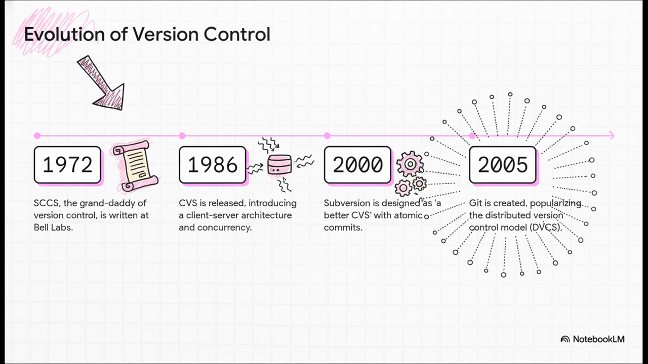It all started with really early systems like SCCS way back in the 70s, the granddaddy of them all. Then came CVS, which was a huge step up because it made the idea of concurrent work popular, letting multiple developers edit the same files at once. Then in 2000, we got Subversion, which set out to fix some of the big flaws in CVS, especially by introducing something called atomic commits. But then, around 2005, everything changed. A massive paradigm shift happened with the arrival of distributed version control systems, or DVCS, with Git leading the charge. This new model completely redefined how developers work together.